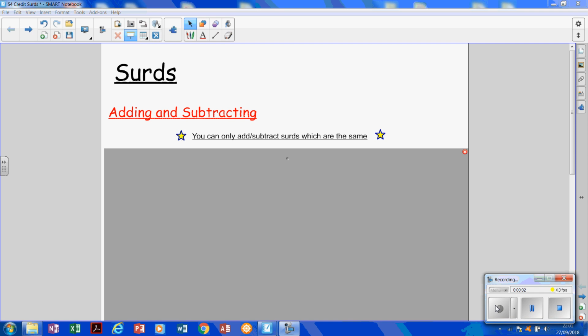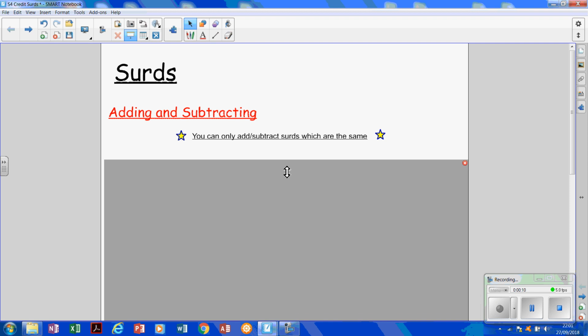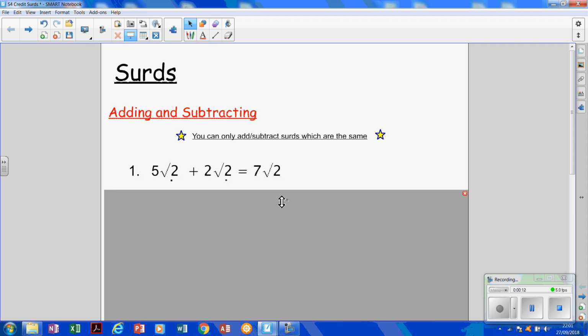We're going to look at adding and subtracting surds. Now you can only add or subtract surds that are the same. So in other words, the root 2's or the root 3's or the root 5's, all of them have got to be the same before you can gather them together. A wee quick example there, and I'll go into it in more detail in a minute or two.